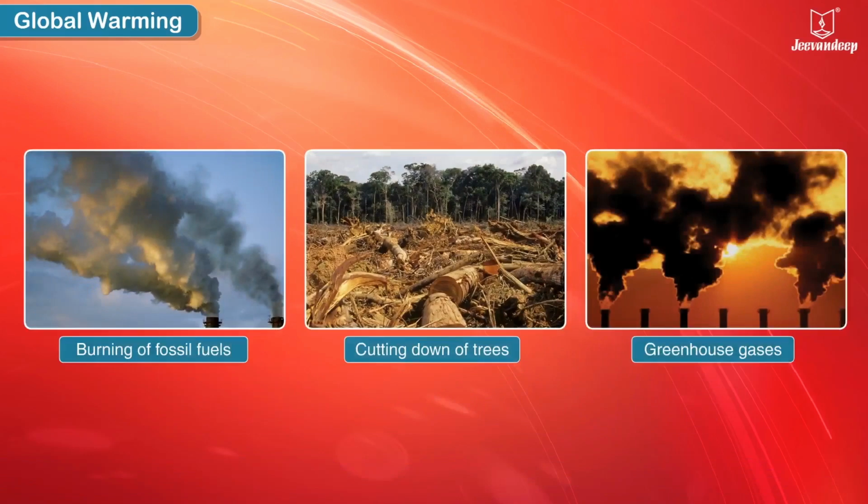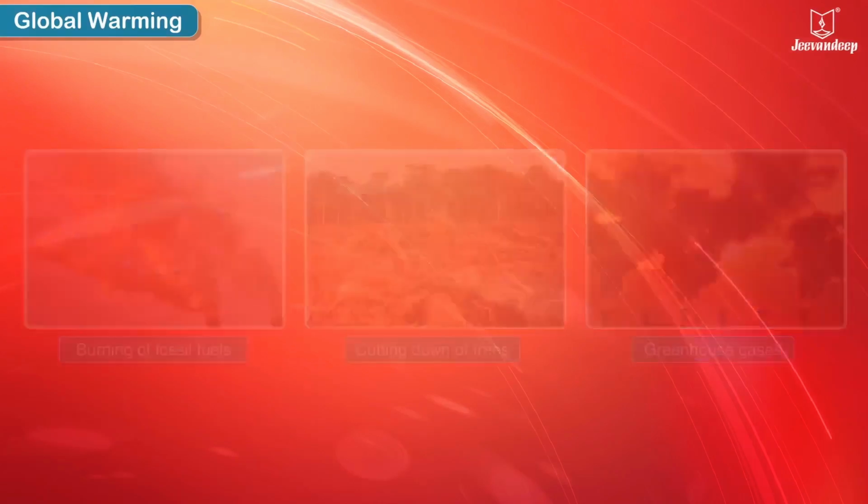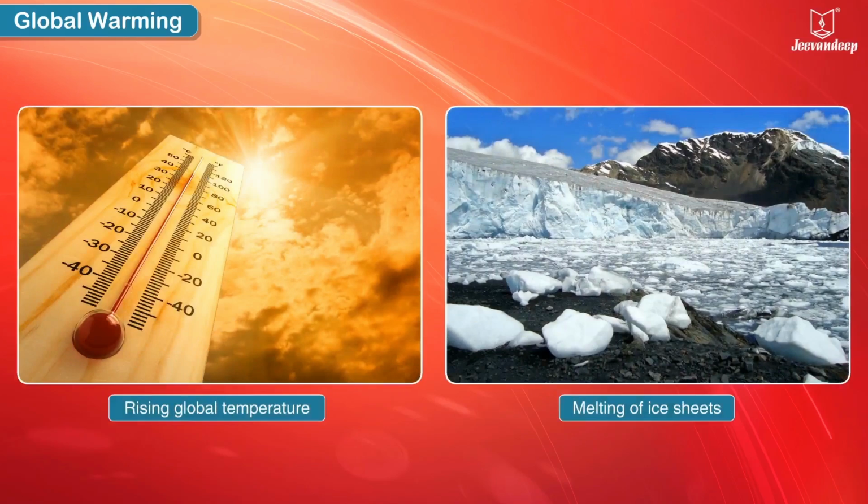But in recent years, due to the increase in burning of fossil fuels and cutting down of trees, the greenhouse gases have increased above their optimal levels in the atmosphere. This has resulted in rising global temperature accompanied with melting of ice sheets around the earth. This is referred to as global warming.